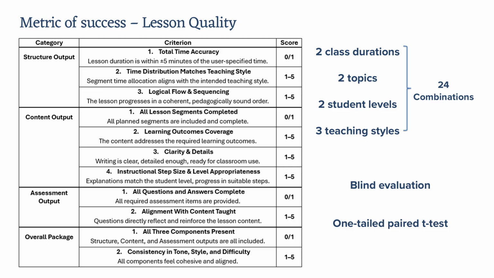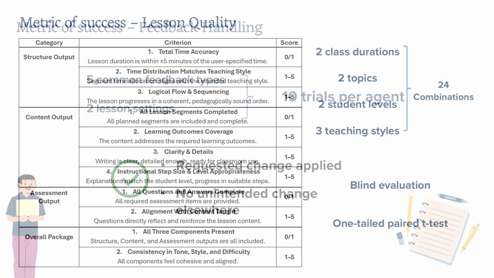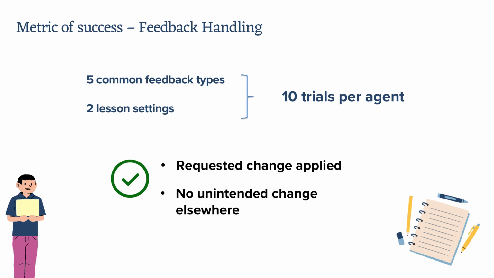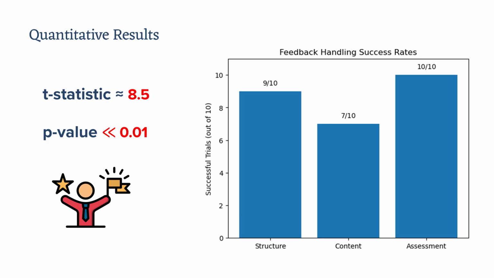After normalizing and averaging the scores, we ran a one-tailed paired t-test to determine whether our system performed better than baseline. To test feedback handling, we ran 10 tests per agent using a very simple binary measure. A trial was counted as successful only if the requested change was applied correctly while the rest remained stable. And for the results, our t-test returned a t-statistic of 8.5 and a p-value far below 0.01, showing that our system has a statistically significant improvement over the baseline with a very small probability that this happened due to chance.